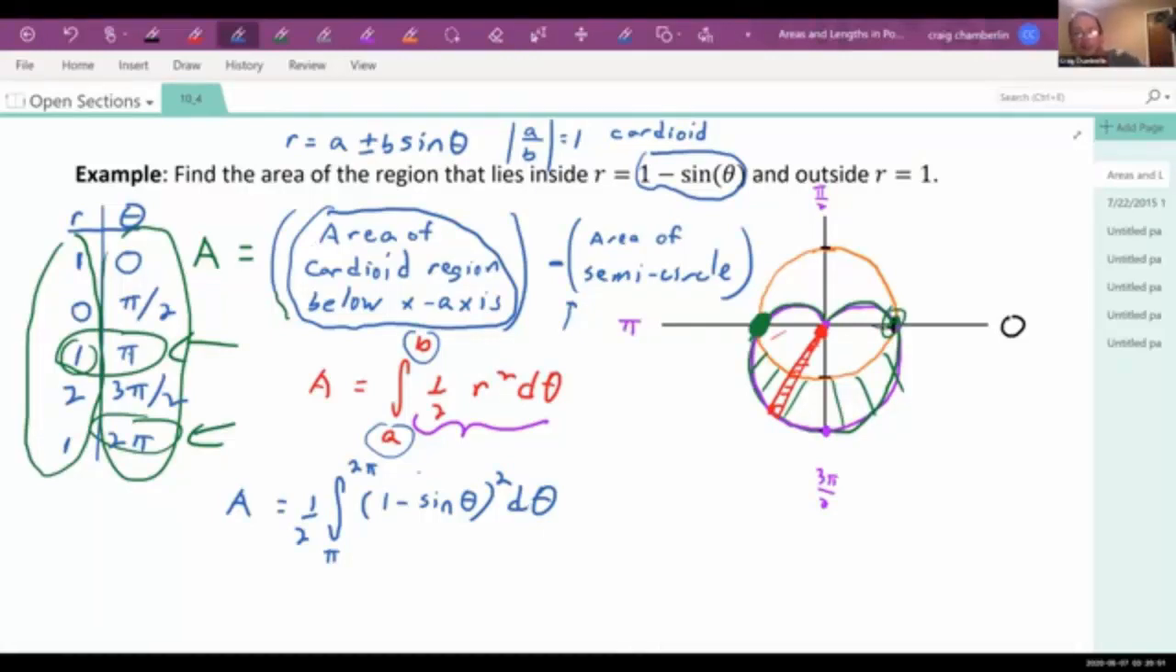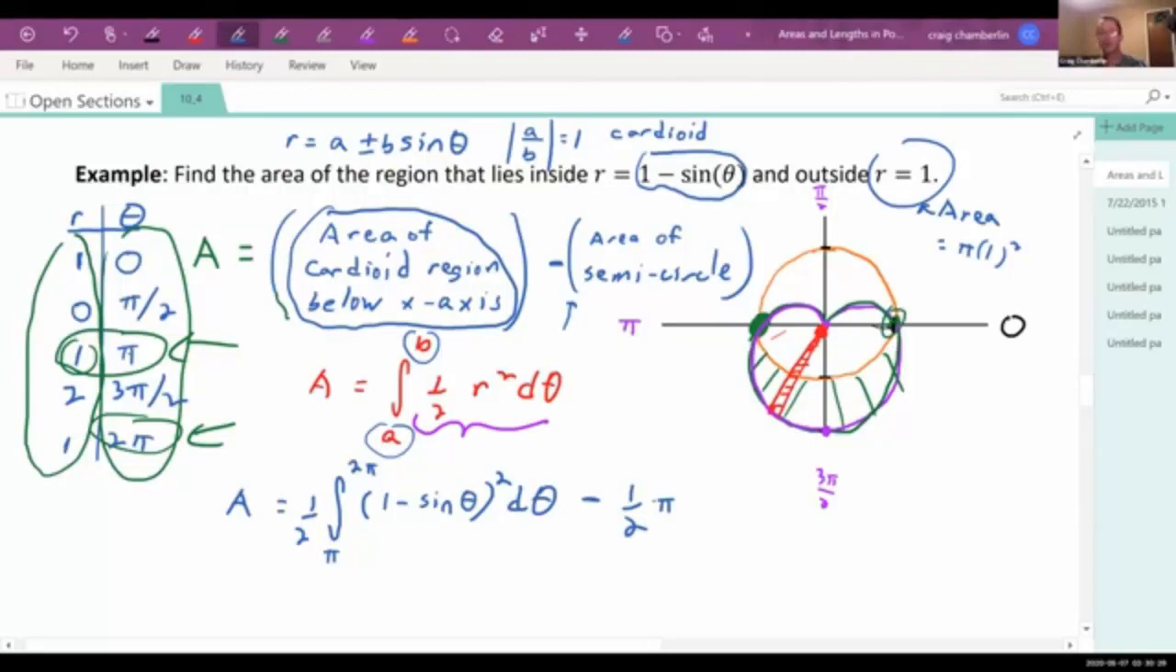Okay, what's the area of, well, let's start with a circle of radius 1. What's the area of a circle of radius 1? We know a formula for that, right? Pi times 1 squared, right? So what's the area of half that? Well, minus 1/2 pi.